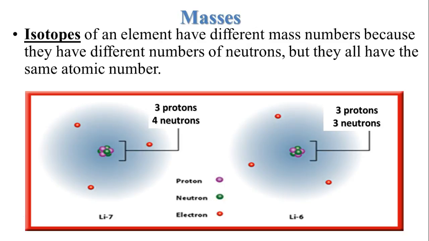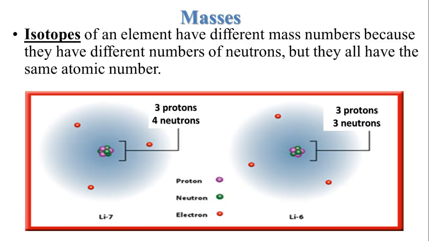So for example, here we have lithium, like we saw before, and this lithium has 4 neutrons, and that lithium has 3 neutrons. Now remember, they have to keep the same number of protons because that's what makes it lithium, right? So they're isotopes of lithium because they have the same number of protons, but they differ only in neutrons. Isotopes will only ever differ in the number of neutrons.